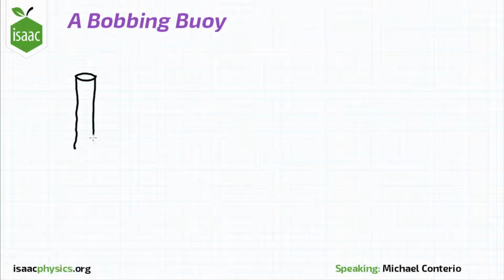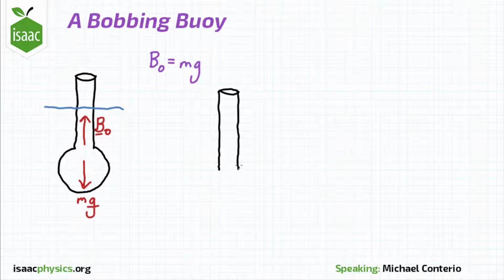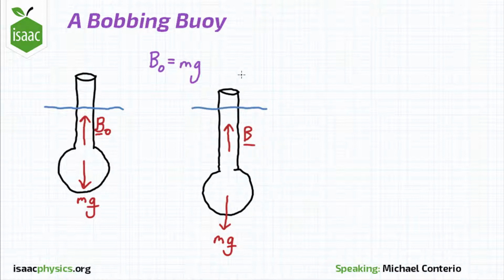When the buoy is at equilibrium, its weight mg acts downwards, and the buoyancy b0 acts upwards. By Newton's first law, we know that these forces must balance, so b0 is equal to mg. When the buoy has been displaced by a displacement of x, its weight of mg still acts downwards, but the buoyancy force b upwards is different.